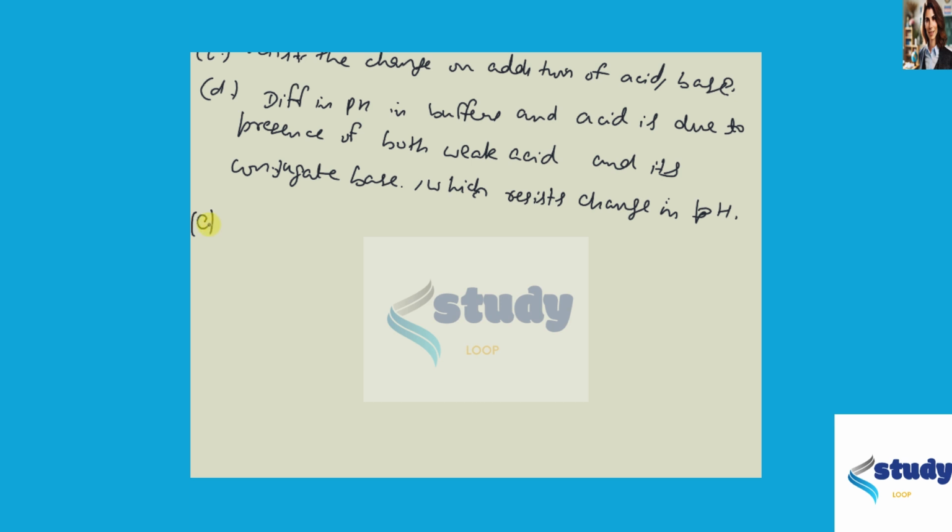And for the E part, among the two, buffer 1 has more or greater buffering capacity because it shows smaller changes in its pH when acid or base is added as compared to the second.